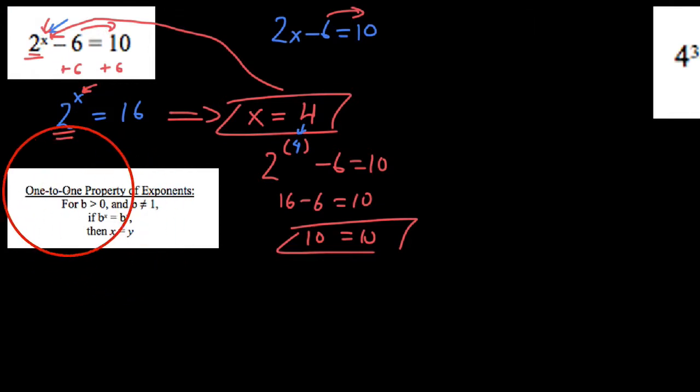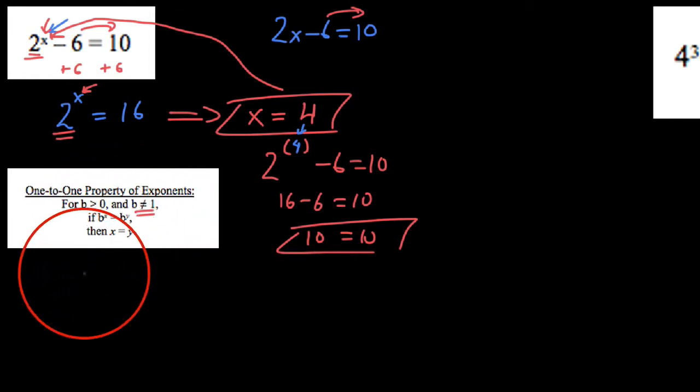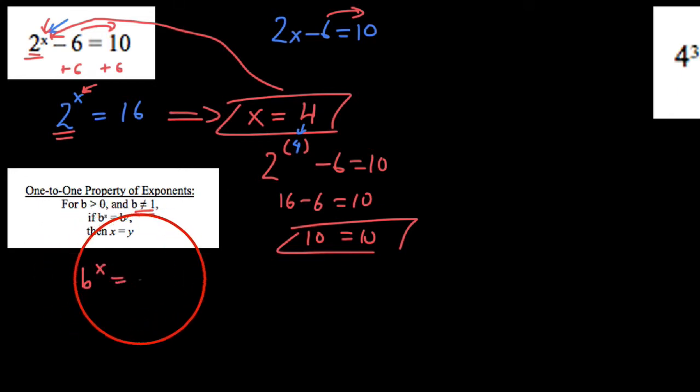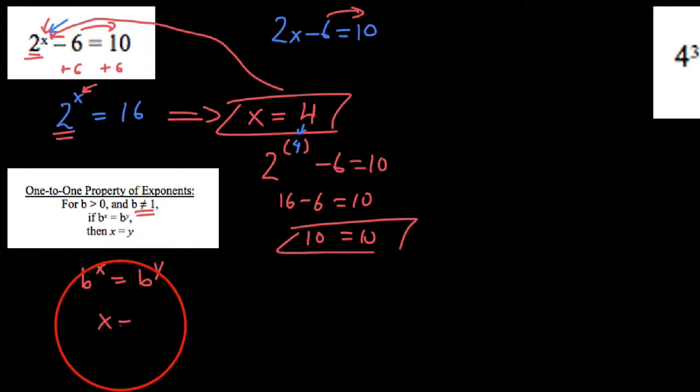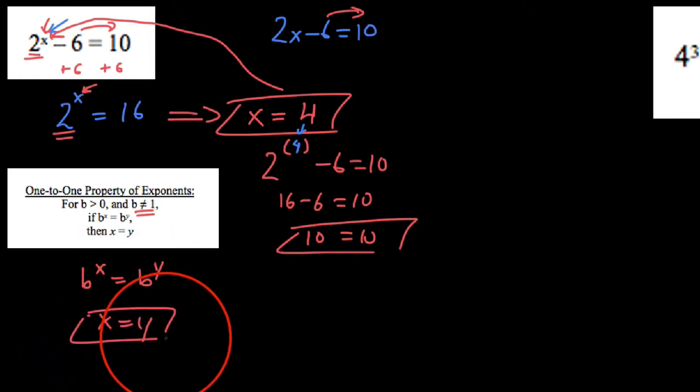So the idea is that we're going to be solving equations like this, but what we want to do is use that one-to-one property that I stated earlier. For any base that's greater than 0, positive, and not equal to 1, if b to the x is equal to b to the y, then x equals y. In other words, if these two bases are the same, and they're not negative, not 0, and not 1, then x has to be equal to y.